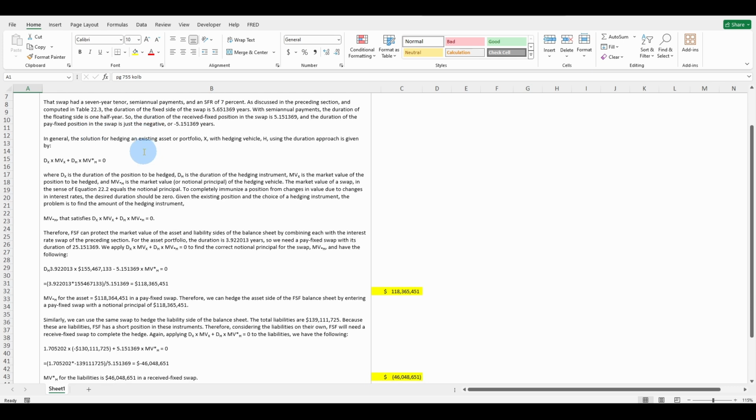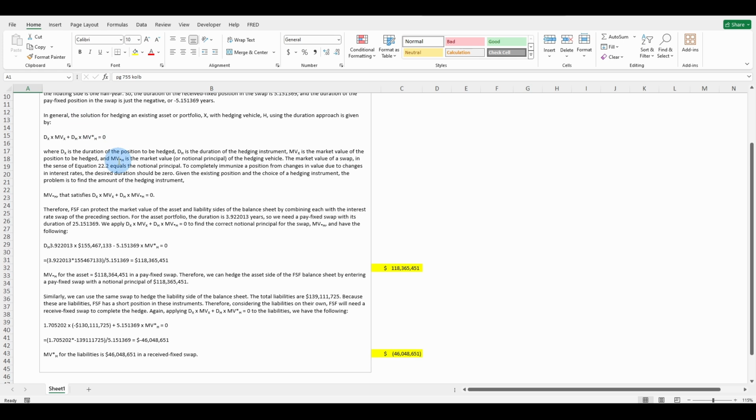In general, the solution for hedging an existing asset or portfolio X with the hedging vehicle H, the duration approach is given by D_X times MV_X plus D_H times MV_H equals 0, where D_X is the duration of the position to be hedged, D_H is the duration of the hedging instrument, MV_X is the market value of the position to be hedged, and MV_H is the market value or notional principal of the hedging vehicle. The market value of a swap in the sense of equation 22.2 equals the notional principal.